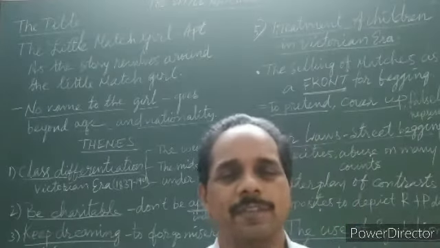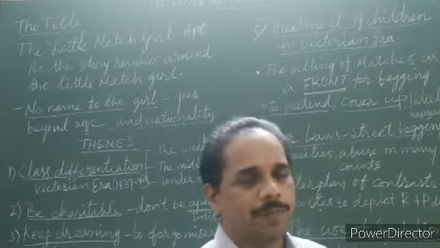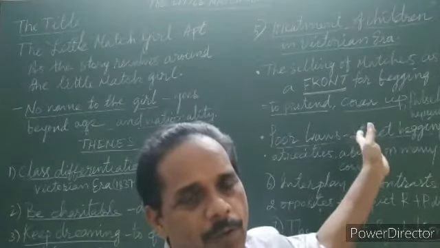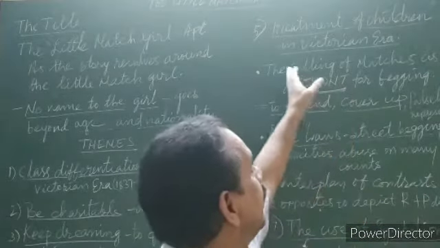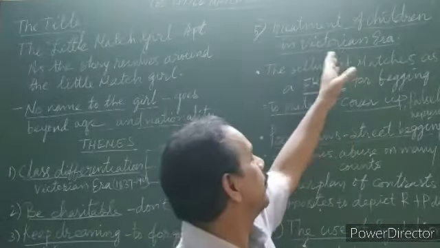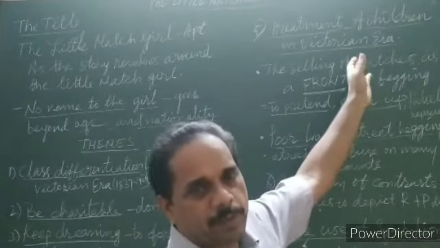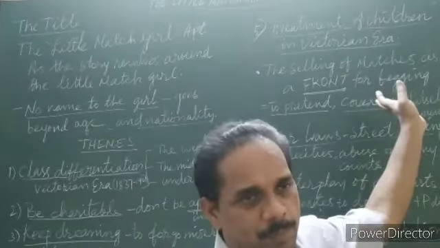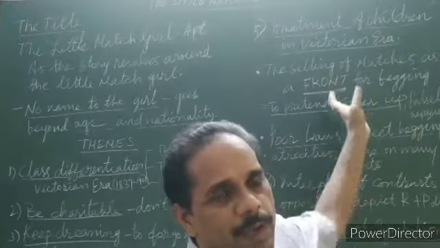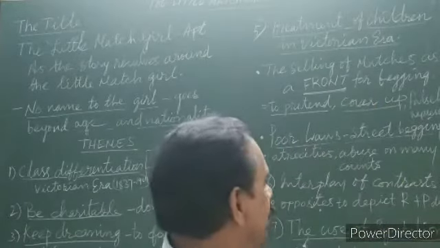So various abuses were children were subjected to different sorts of abuses. That is the meaning of treatment of children in Victorian era. This is one of the main themes. If you understand this one, then you understand the whole story.